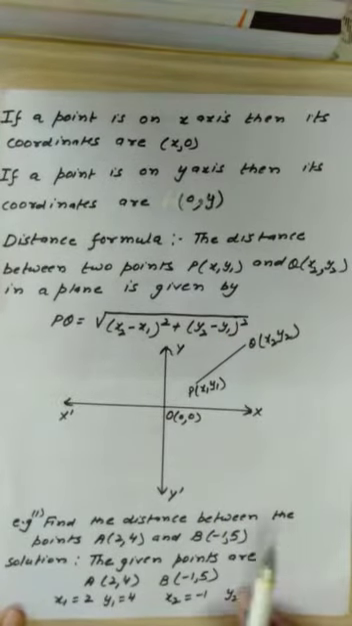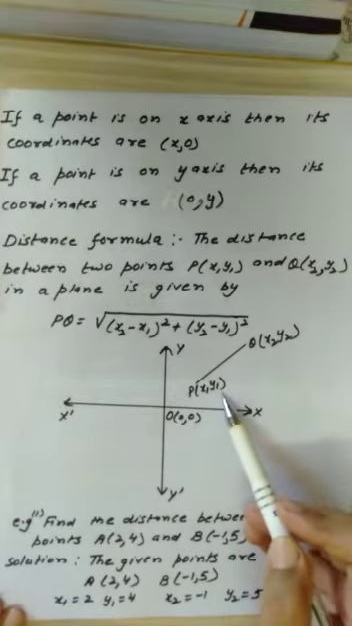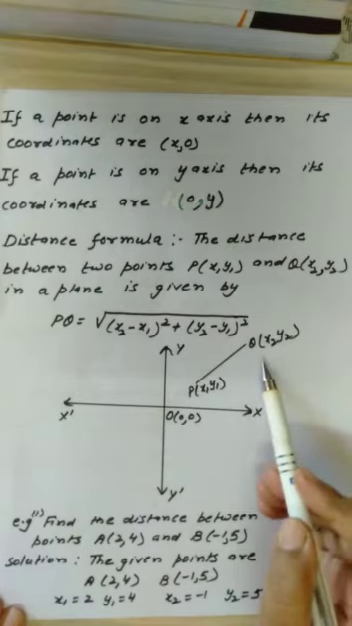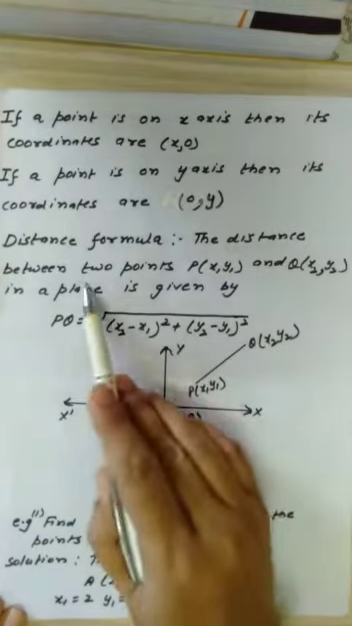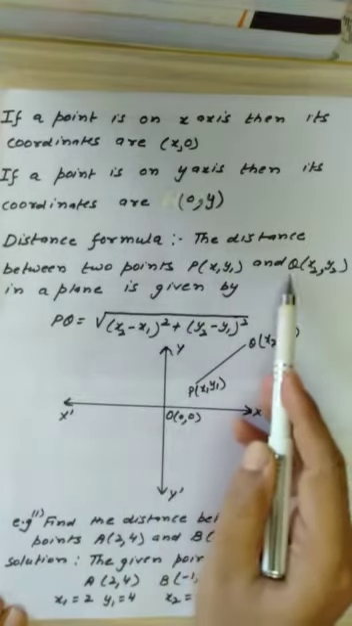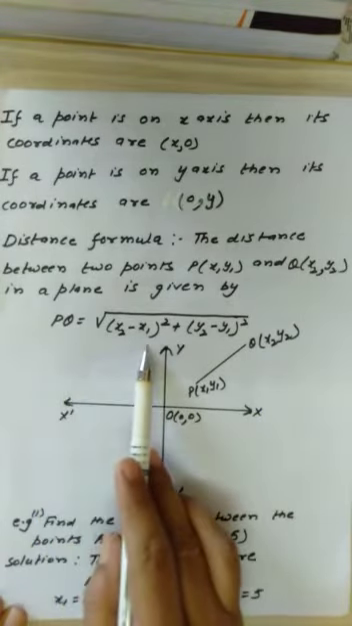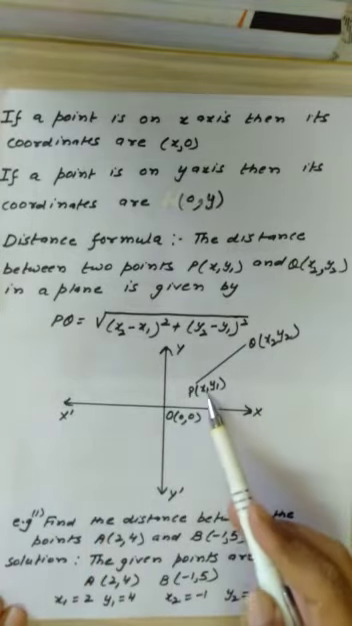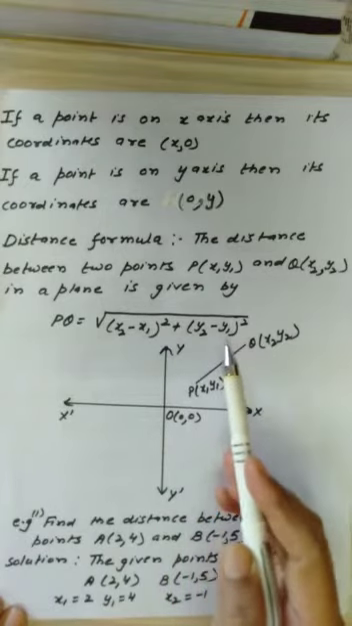Now we are starting with our first formula, which is the distance formula, which is used to find the distance between any two points in the coordinate system. Suppose we have a point P with coordinates x1, y1, and there is another point Q with coordinates x2, y2. Then the distance between the two points P (x1, y1) and Q (x2, y2) is given by the formula PQ is equal to square root of (x2 minus x1) whole square plus (y2 minus y1) whole square.